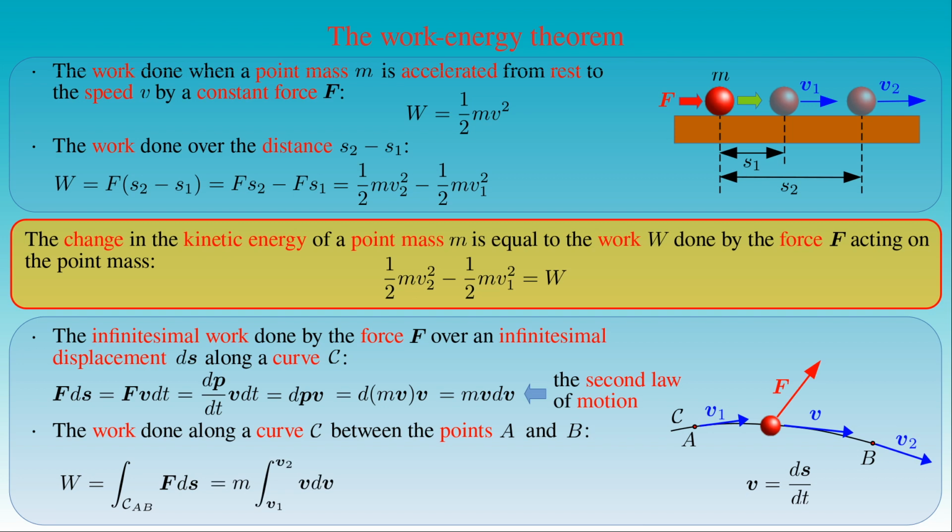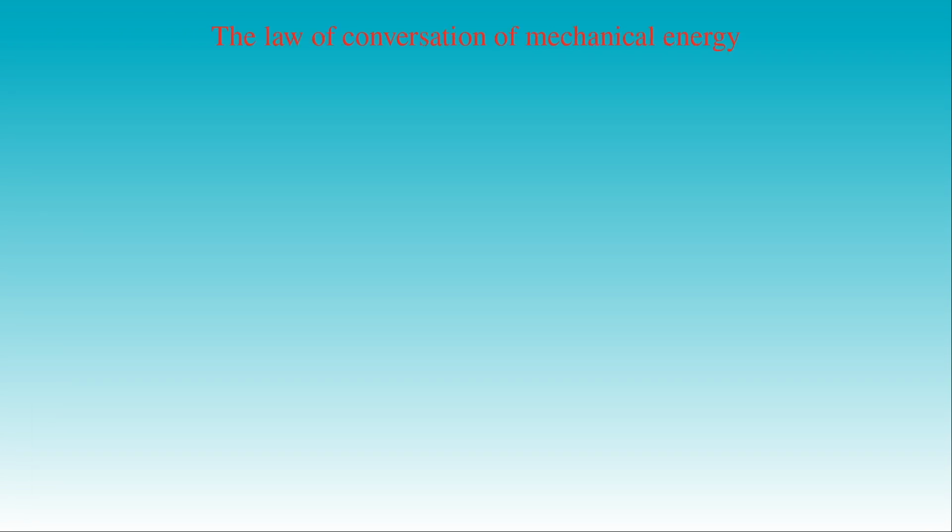If we perform the integration, then we obtain m times the square of the velocity v over 2 evaluated at the lower and upper limits of the integral, which gives 1/2 times the mass m times the square of the velocity v2, minus 1/2 times the mass m times the square of the velocity v1. This proves the theorem.